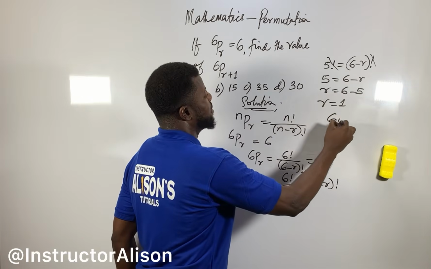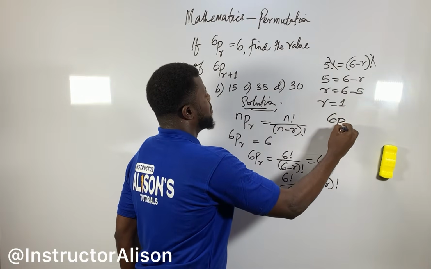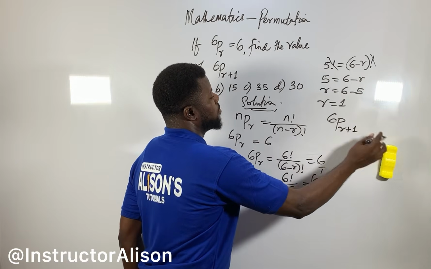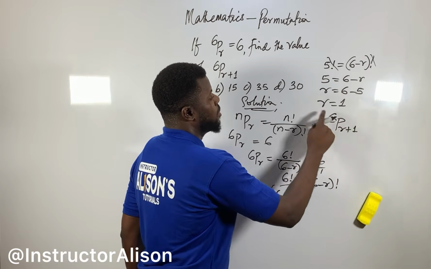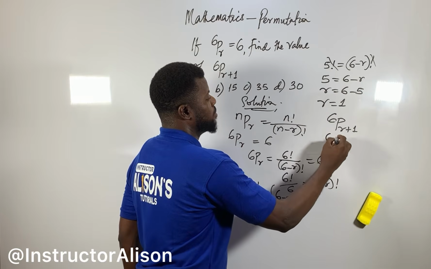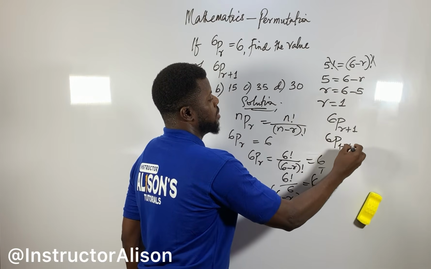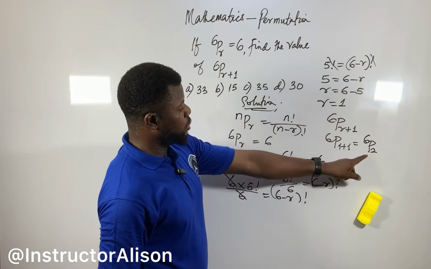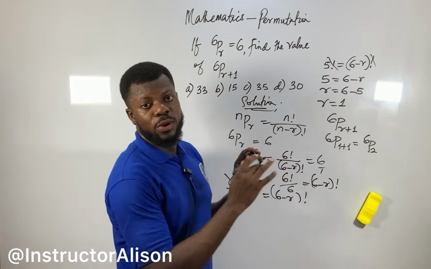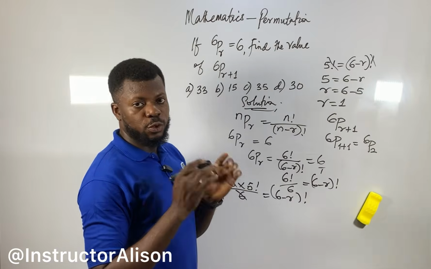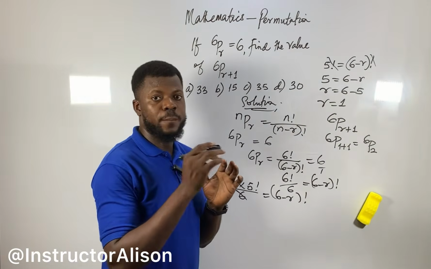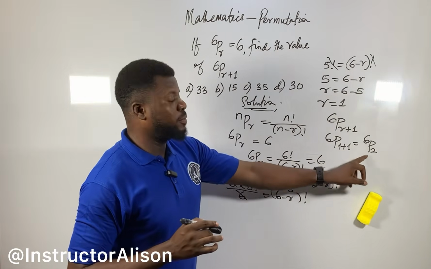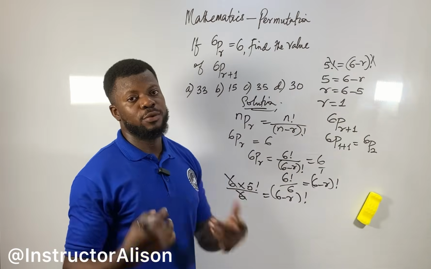They say we should find the value of 6 permutation (r plus 1). Since we got r as 1, you can say 6 permutation (1 plus 1). It will give us 6 permutation 2. 6 permutation 2 is just like that first question where I taught you, where I first solved 4 permutation 2. And it's telling me 6 permutation 2. So this will be like example 2 I give you to solve.